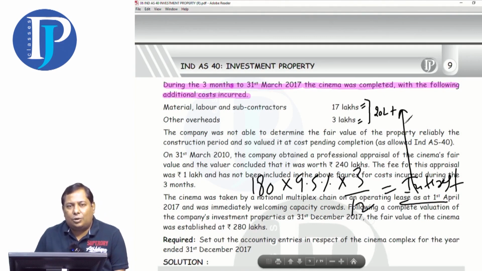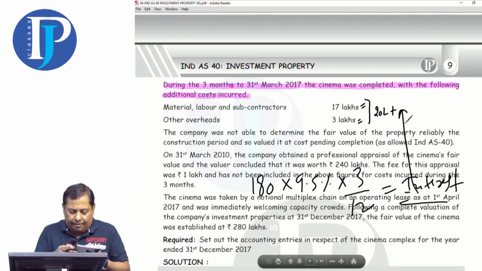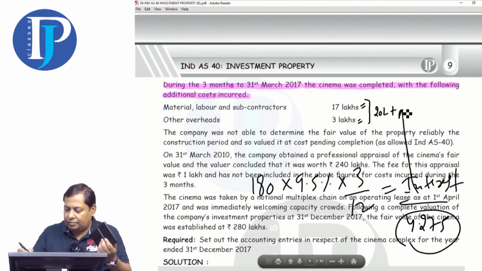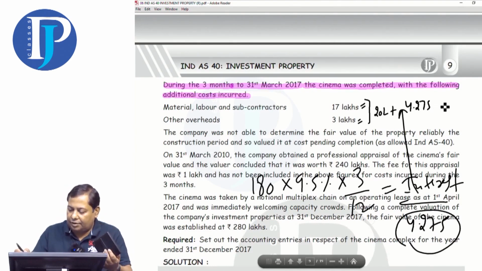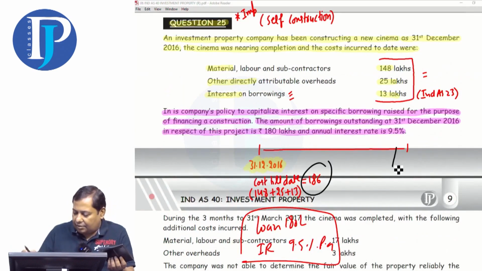Interest up to December 31st, 2016 is in question. What will the interest be for the next 3 months? All the information is given. So find this out. How much interest? 180 multiplied by 9.5 into 3 upon 12. So we will get 4.275 here. Take this 4.275 here. This will give us 24.275. What is my previous balance? It's 186. How much more should I add to it?